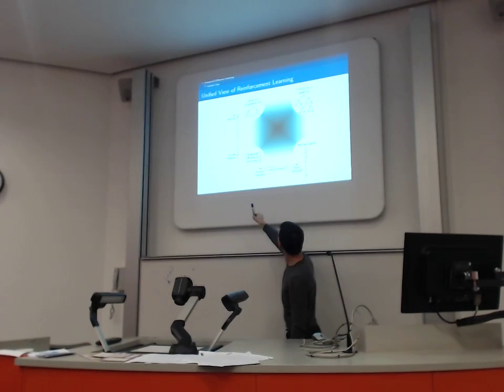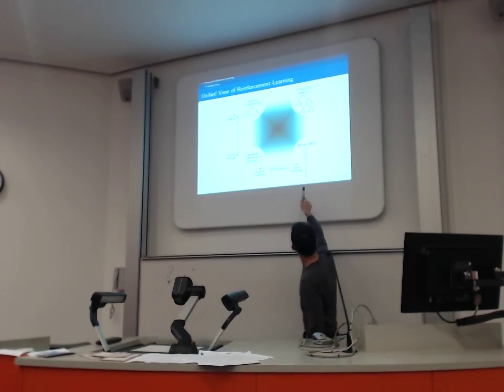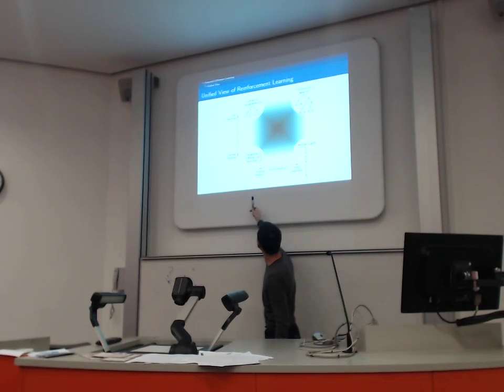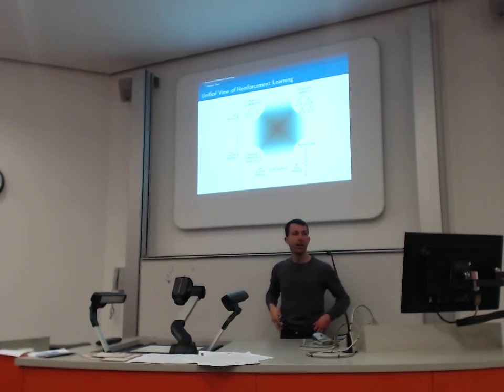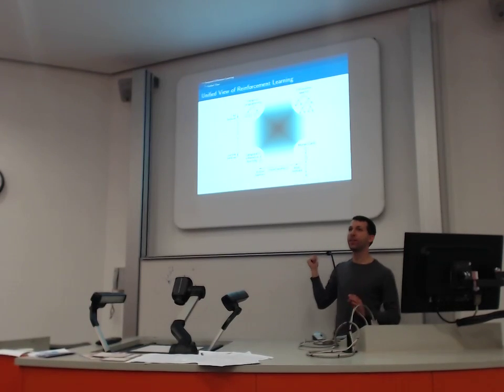And then in this dimension, we have whether or not we bootstrap. So over here, we don't bootstrap, we look all the way to the bottom of the search tree. Over here, we look just one step ahead. And now, the question we're going to ask is, are there algorithms that live in the middle of this diagram?